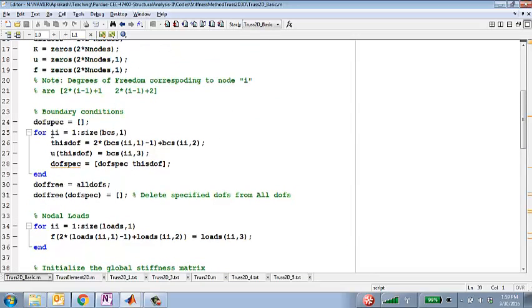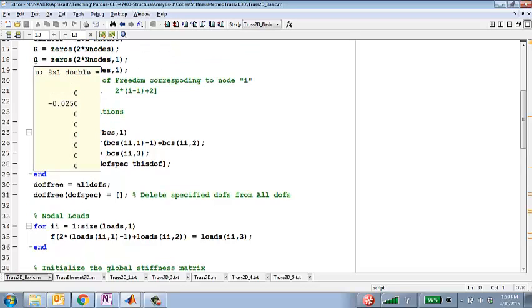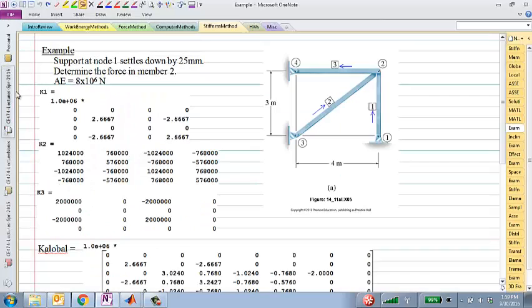We have the u, or the displacement vector, also built. Displacement vector with all the specified degrees of freedom are already in there. There is clearly something non-zero at the second component. Why is there a non-zero second component? Mongzi? Let's read the problem again. Support node, node 1 settles down by 25 millimeters.